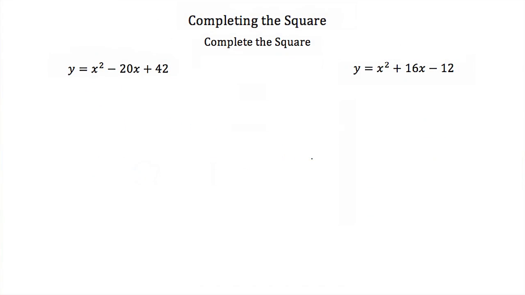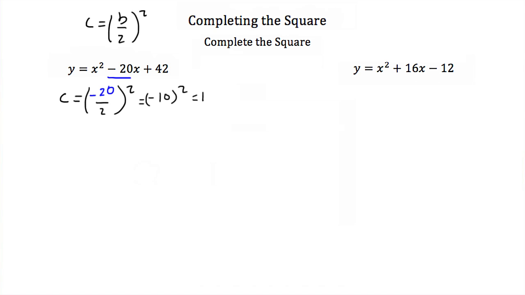So let's try completing the square of these two equations. Our first one is y is equal to x squared minus 20x plus 42. Now this is not a perfect square trinomial, but we can make it that way by using our equation c is equal to (b over 2) squared. Well, in this case, our b is negative 20. So we'd have our c equal to (negative 20 over 2) squared. Well, negative 20 over 2 is negative 10, and if we square negative 10, we get 100.